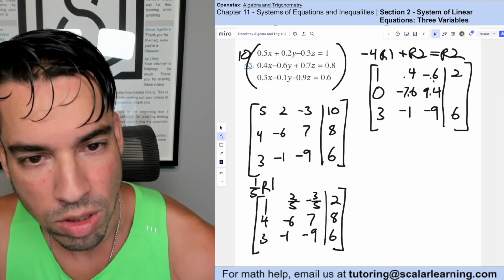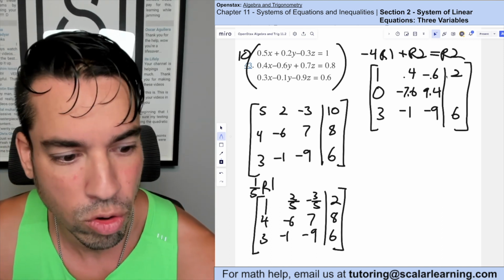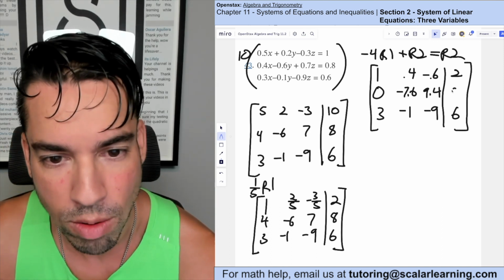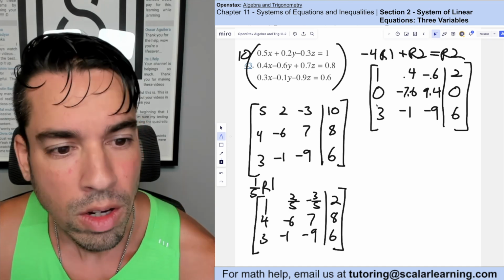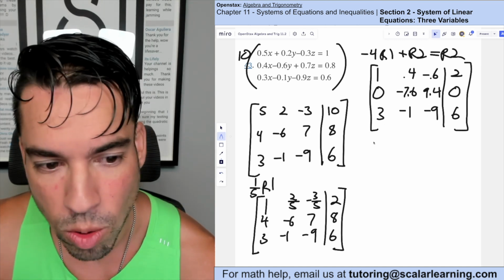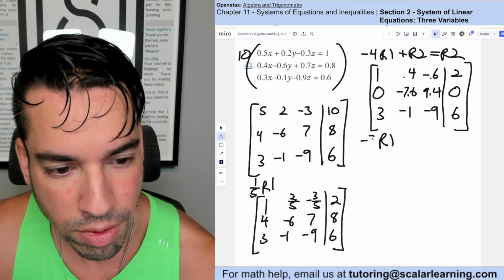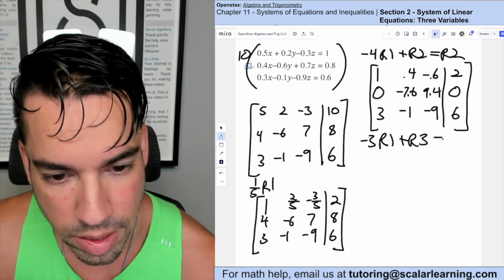So it's just a little easier to do the calculations. -4 times 2 is -8, plus 8. Ooh, look at that. We flipped it to 0. Interesting. Okay, now let's flip this to 0. We're going to multiply row 1 by -3 and add it to row 3 to get a new row 3.